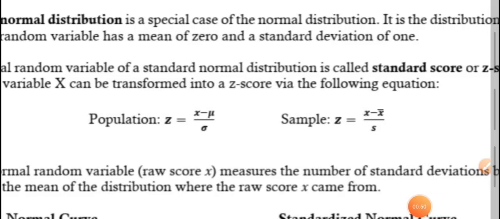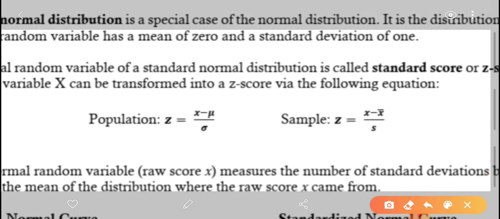Okay, so meron tayong dalawang equations. Formula and symbol. Z is equal to x minus mu over standard deviation. And then here, ito yun. And then, ito naman kapag sample.